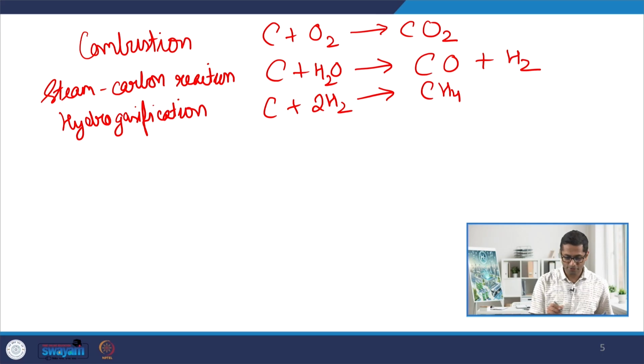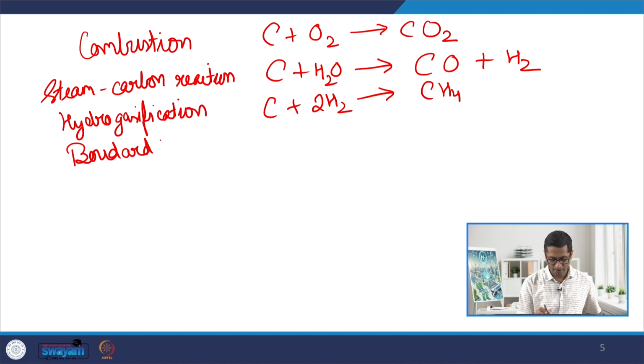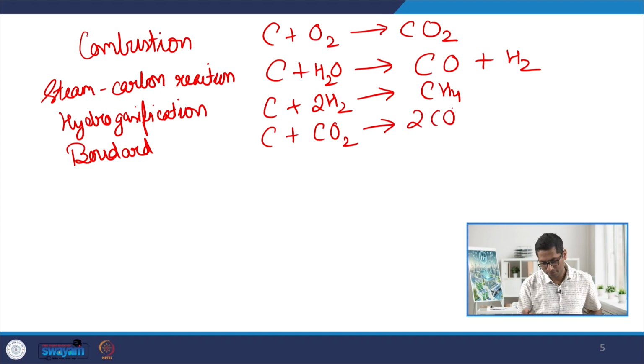Further, there is also an interesting reaction which is called the Boudouard reaction, and this happens to be the carbon reacting with the carbon dioxide that is produced to produce molecules of carbon monoxide. Then these are a few solid and gas phase reactions which are heterogeneous in nature. There will also be a few homogeneous reactions like water gas shift.